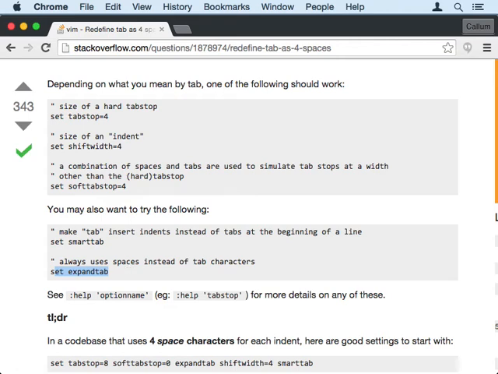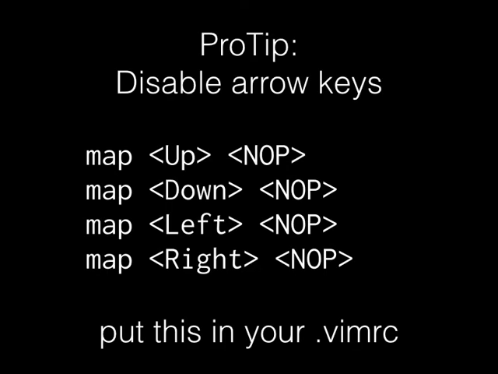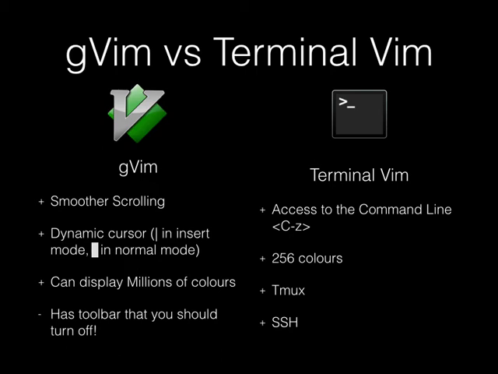Alrighty. Okay, so what about GVim versus terminal Vim? What are the pros and cons of these two things? Well, GVim, positive. It has slightly smoother scrolling than terminal Vim, because every time you scroll in terminal Vim, it's got to redraw everything, right? It's got dynamic cursor, which is kind of handy. So when you're in insert mode, the cursor will look like a bar. When you're in command mode, it will look like a square, which is kind of handy for visual feedback of whether you're in insert mode or command mode.